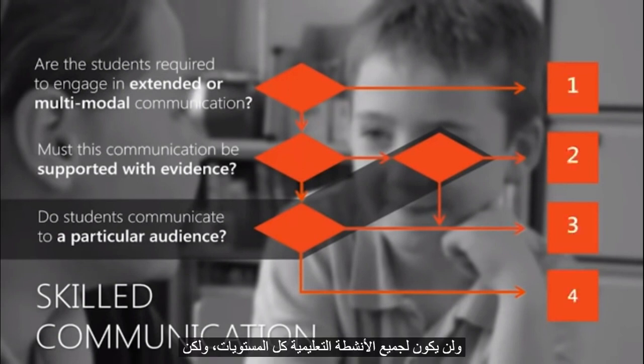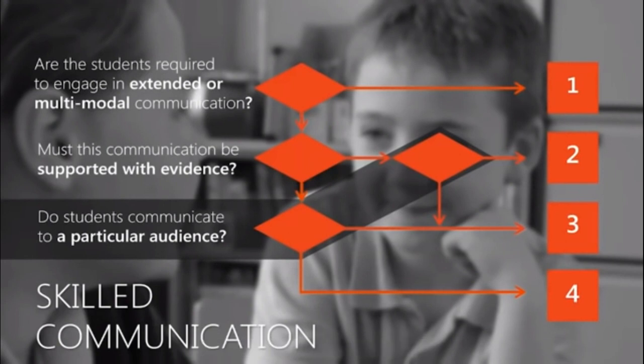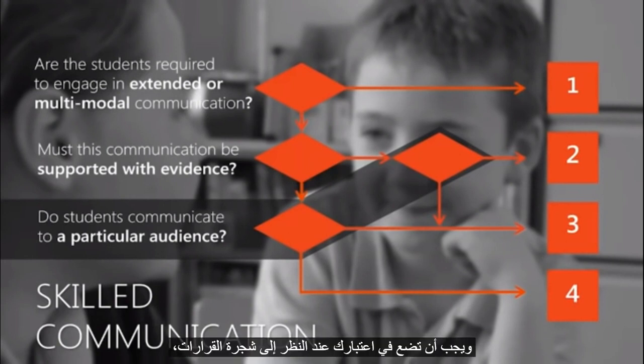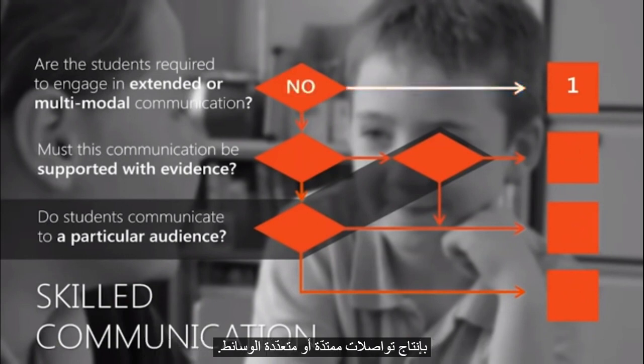Not all learning activities will have each of the levels, but over the period of a year, for example, you could look to include learning activities at all of the levels. You need to bear in mind as you look at the decision tree that the numbering system is a code, not a score. For example, a code 1 merely indicates that students are not required to produce extended or multimodal communication. It is not a value judgment about the quality of the learning activity.